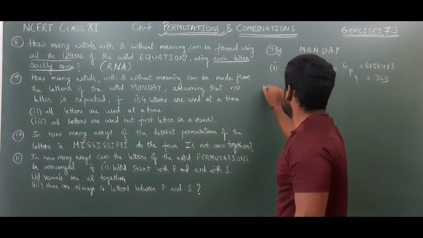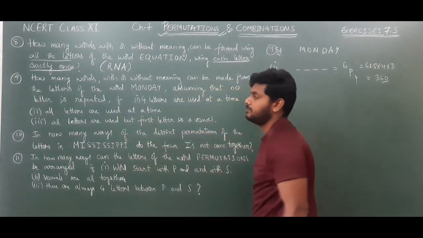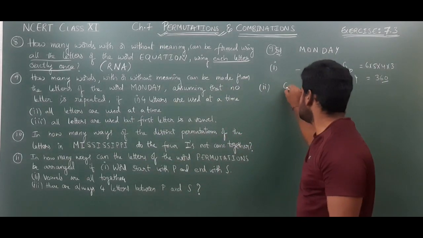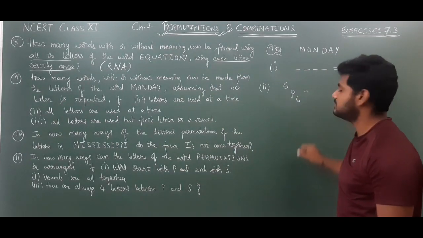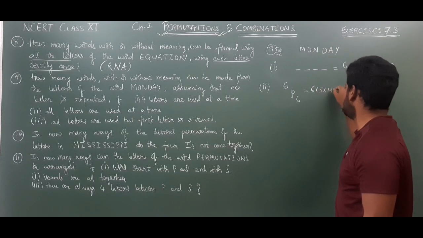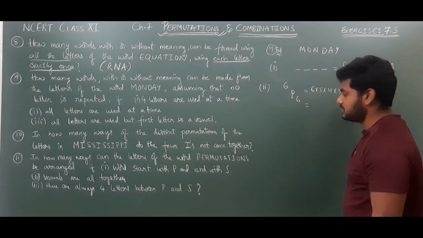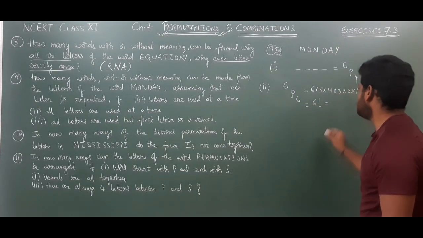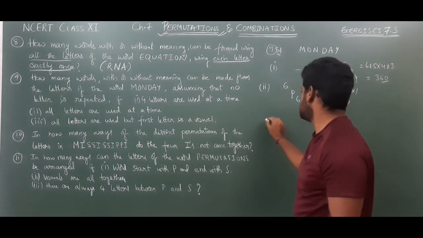Next, second question. All letters are used at a time. How many letters do we have? 6. How many do we need to use? All. That means 6P6, which is equal to 6 factorial, nothing but 6 into 5 into 4 into 3 into 2 into 1. Why? Because 6 decreases 6 times. So it will be 6 factorial. What is the value of 6 factorial? 720. Right?